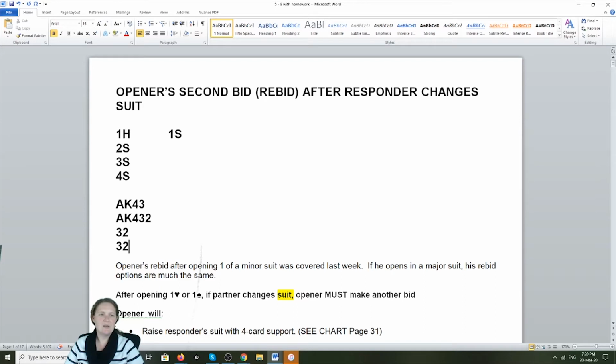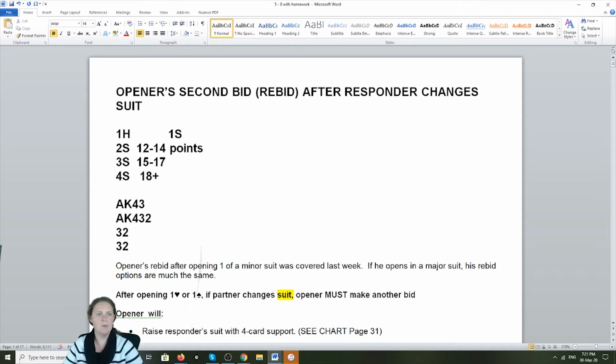So what happens here is that we want to be able to choose what our bid is. Is it going to be 2 spades, 3 spades, or 4 spades? It's definitely going to be spades, but the level depends on how many points that we've got. Typically, if you bid 2 spades, you should have 12 to 14 points in your hand. If we bid 3 spades, this is where we should have 15 to 17 points. And if we bid 4 spades, this is where we should have 18 or more points.